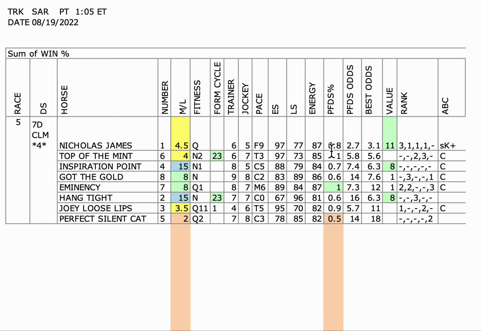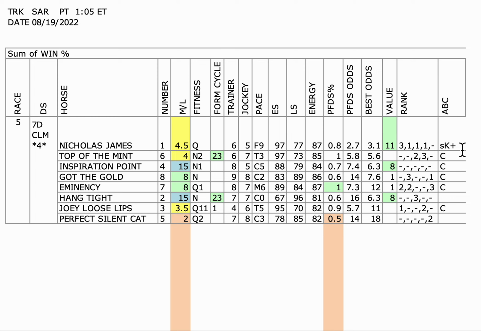Energy of 87 is on top, tied with this horse, Eminency, who does get a 1 here for PFTS percentage. So this horse has been running at the distance of 7 furlongs. This horse at 8 to 1 does actually get a dollar of value over here. I only highlight it in green if it gets at least $2. But that horse actually has some positives going for it, including the energy rating. Maybe I would use that horse second overall.